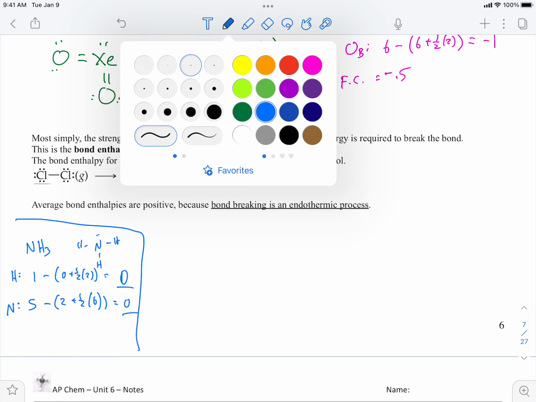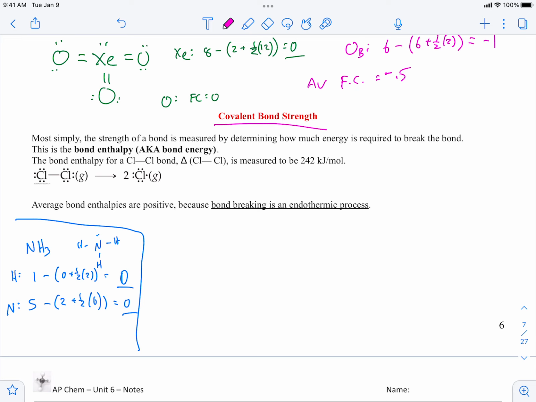Okay. Next topic, bond strength. So the strength of the bond is determined by how much energy is required to break the bond. We call this bond enthalpy or bond energy. You will see it labeled as either. So take, for instance, a diatomic chlorine molecule. In order to break Cl2 and become 2 independent chlorine atoms, you're going to have to break the bond within it. Right? So that energy that would be needed is the bond energy.